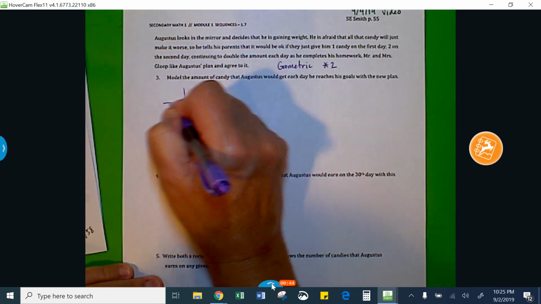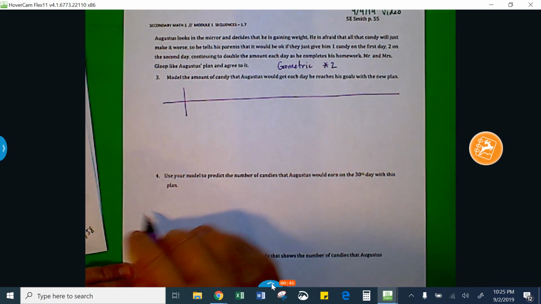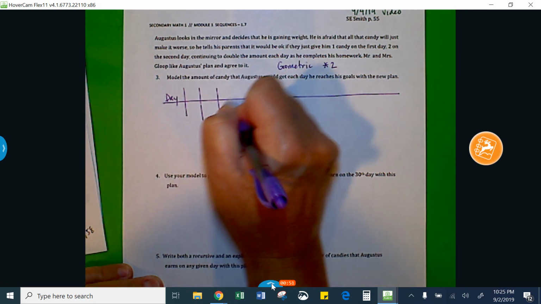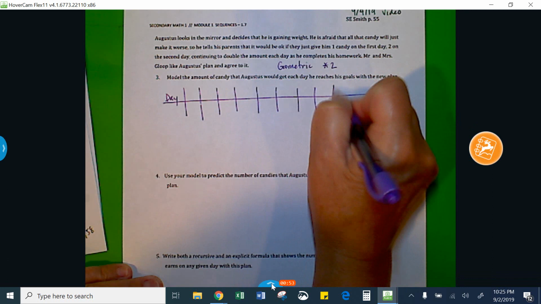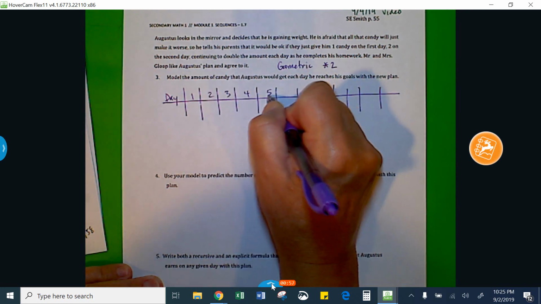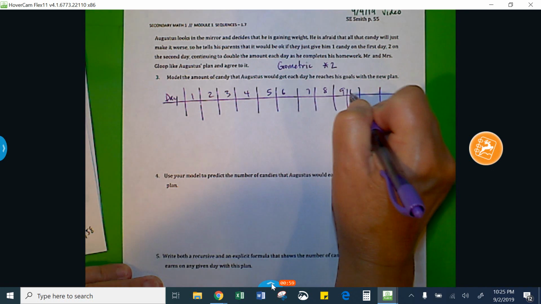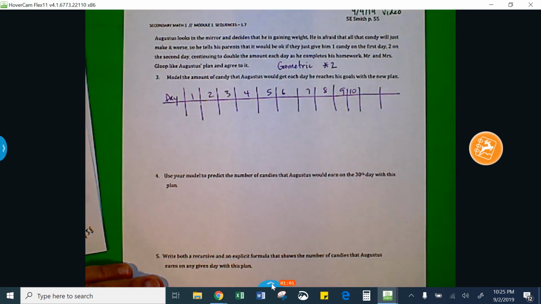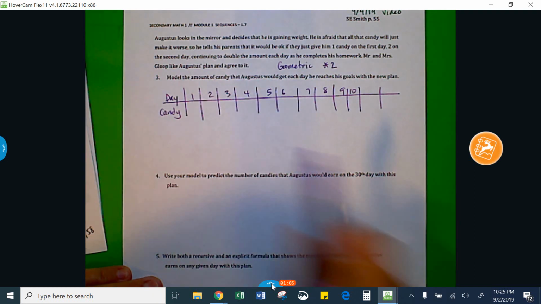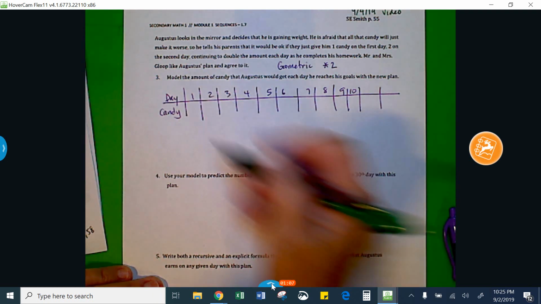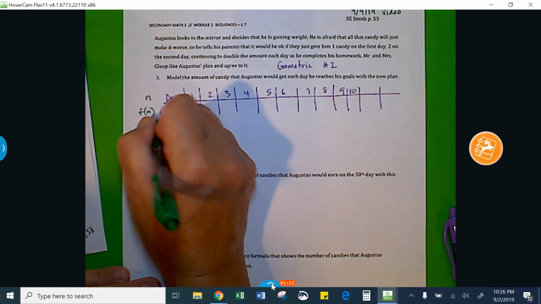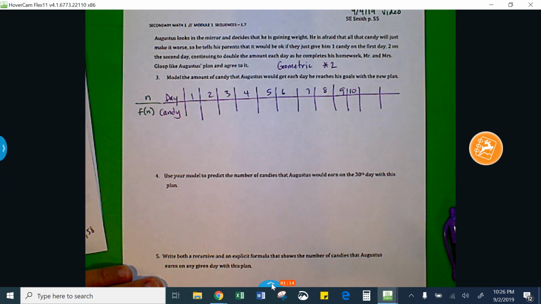The first thing I'm thinking is I need a whole bunch of numbers. I'm going to count my day numbers. I'm just going to make a rough table here. It's pretty rough. 1, 2, 3, 4, 5, 6, 7, 8, 9, 10. We'll see if we need to go any further than that. And then candy, the number of pieces of candy. So n would be my day number, and then f of n would be the amount of candy.